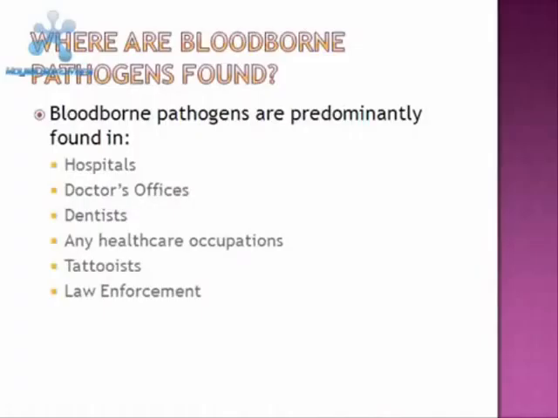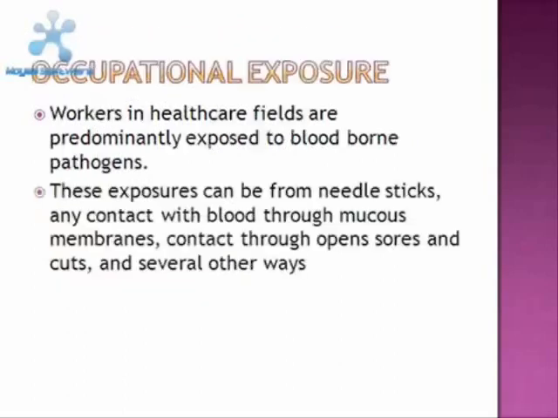Where are bloodborne pathogens found? Bloodborne pathogens are found in many occupations. Predominantly they are found in hospitals, doctors' offices, dentists, many healthcare occupations, tattoo parlors, and law enforcement. Workers in healthcare fields are predominantly exposed to bloodborne pathogens, more so than most occupations. These exposures can be from needle sticks, any contact with blood through mucous membranes, contact through open sores and cuts, and several other ways.